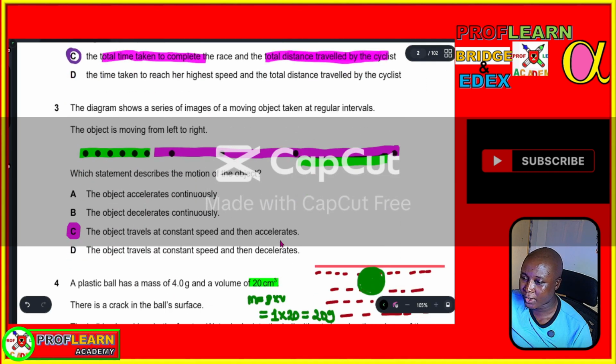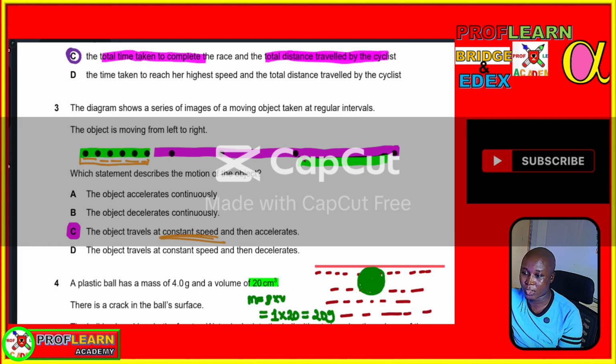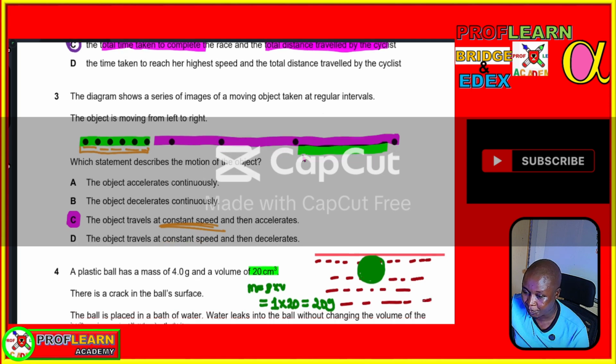The diagram shows a series of images of a moving object taken at regular intervals of time, and you can see here we have equal distances from here to this. We have equal distance, so that means the object was moving at a constant speed at that point. And then here the distance is increasing, so the object started increasing its speed. That's why you can see the dots quite spaced out. So the object traveled at a constant speed and then accelerates.